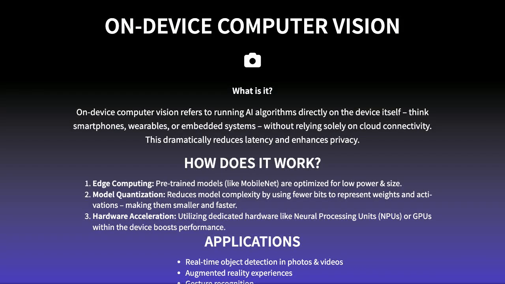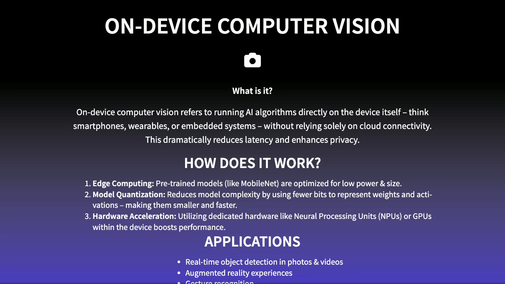Let's talk about on-device computer vision. Basically, it's running AI for image and video processing directly on your device like your phone or a smartwatch instead of sending everything to the cloud. This makes things much faster because there's no lag due to network requests, and it also keeps your data private.